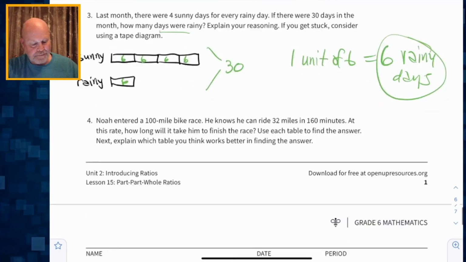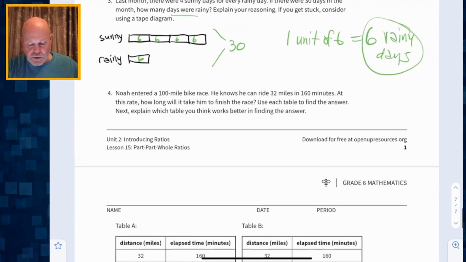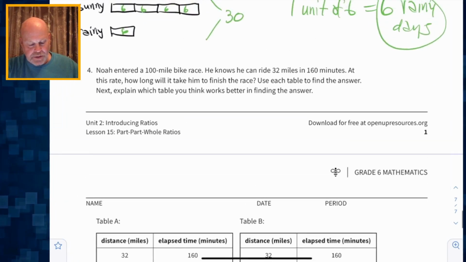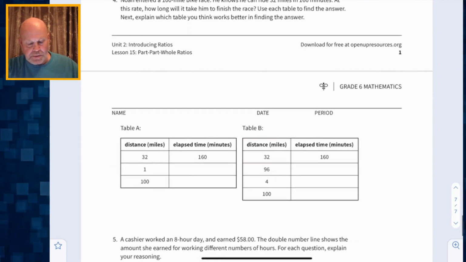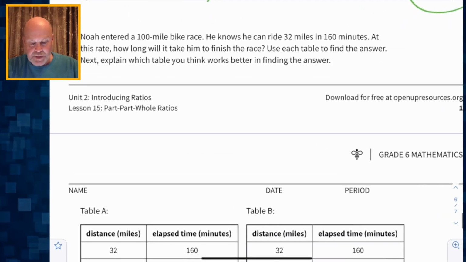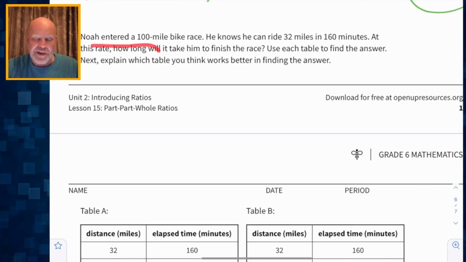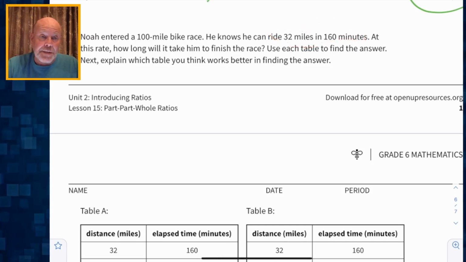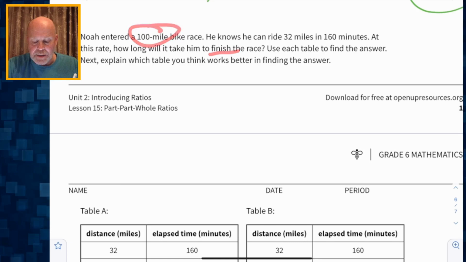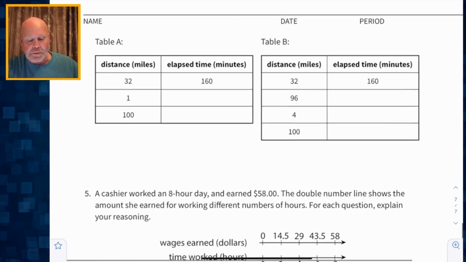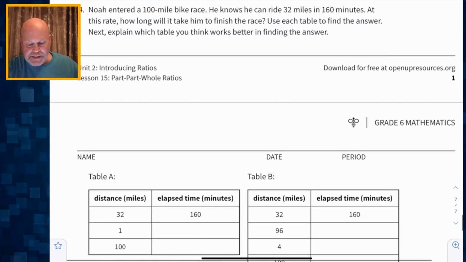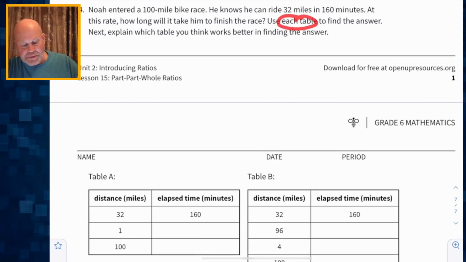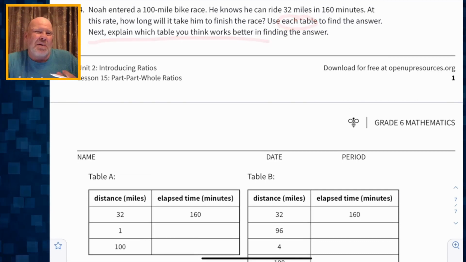Right there. Now we're going to cross over the page divide, and look at these tables to answer this question. So Noah entered a 100-mile bike race. Way to go, Noah. And he knows he could ride 32 miles in 160 minutes. At this rate, how long will it take him to finish that 100-mile race? And we're going to use a table. Now it is asking us to use both tables and figure out which one works better, right?